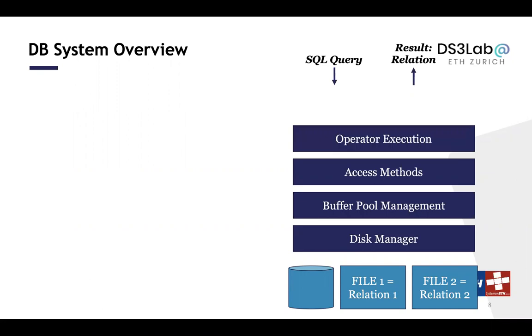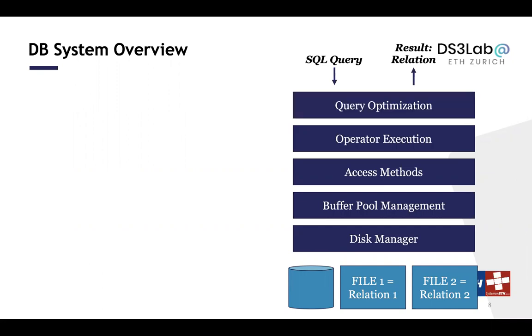Over that, you have a whole bunch of operators. Each one of them can correspond to some operator in relational algebra. You can implement join, you can implement scan, in this layer. And over that, there's a query optimizer that takes as input a SQL query, which is almost equivalent to a relational calculus query, and then automatically finds the relational algebra expression that is equivalent to this relational calculus query.